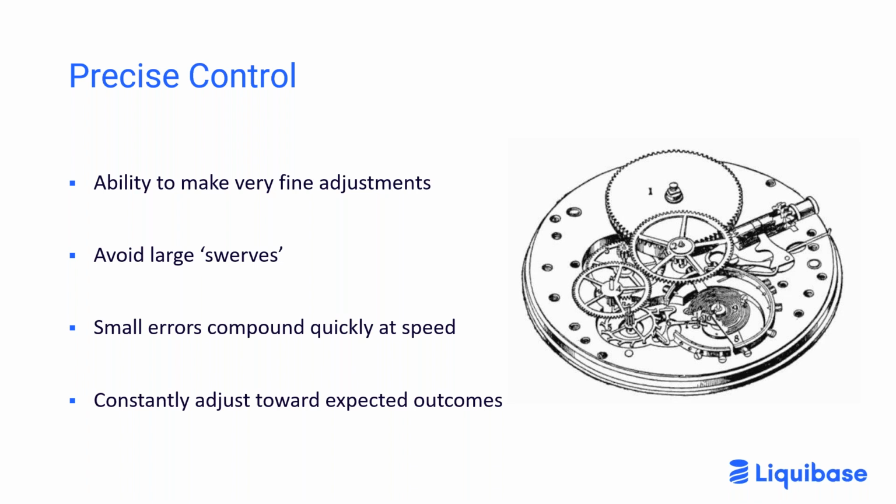So you want to be able to constantly adjust towards your expected outcomes, towards those trend lines, but you don't want to make a radical adjustment, or if you do make an adjustment, you want to be absolutely sure you understand the likeliest impacts of that. Think about it this way.